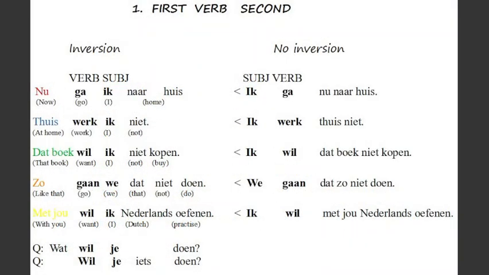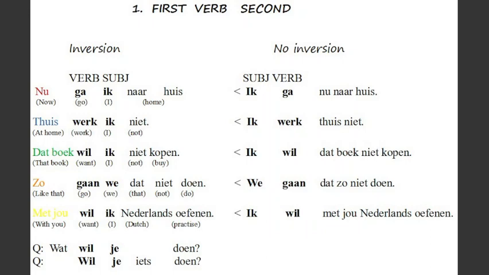As you may already know, in a standard sentence without certain conjunctions, the first verb takes a second position in the sentence. This will happen in different kinds of scenarios. So, if you start a sentence with a time expression, you follow up with a verb and only then the subject. Here we have the sentence, Nu ga ik naar huis. In the standard sentence with the subject in front, the verb is also second. Ik ga nu naar huis.